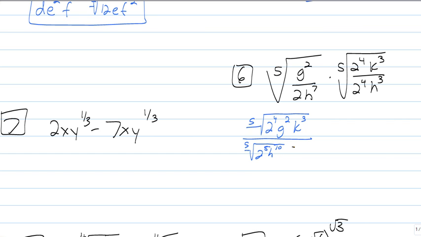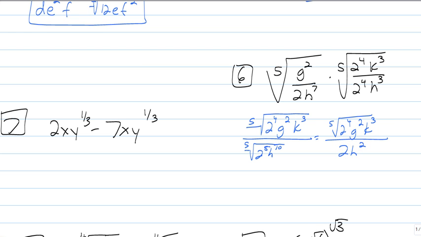Now before you start rationalizing the denominator, take a look at the bottom and see what you have. Notice that you have 5 2's, so you can pull one out. So I'm going to do that right now. I have a 5th root of 2 to the 4th g squared k cubed, and then the bottom becomes 2, I pulled one out, and h squared. And guess what? That's almost all you can do.